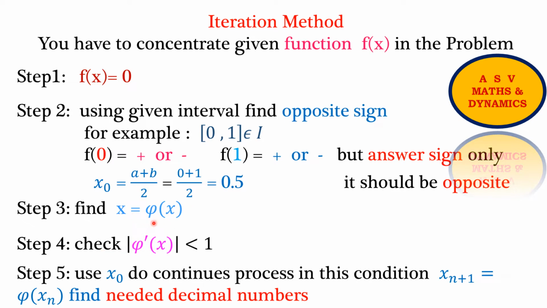Another one: for phi of x you have to find the first derivative, then put the absolute value for the two interval values, phi dash of 0 and phi dash of 1. The condition must be less than 1, it must be satisfied. If it is satisfied, then using the x naught value you have to follow the rule: x n plus 1 is equal to phi of x n. Using this procedure, one by one you substitute, for as many digits as you need, until you find the answer. This is the iteration method.